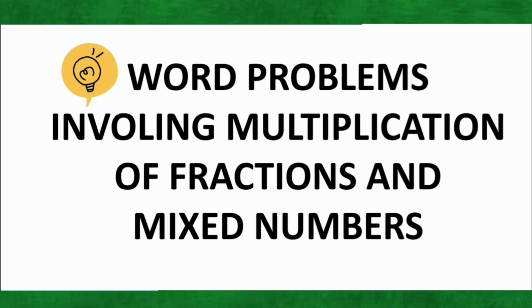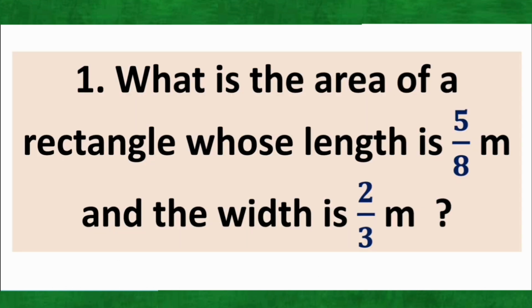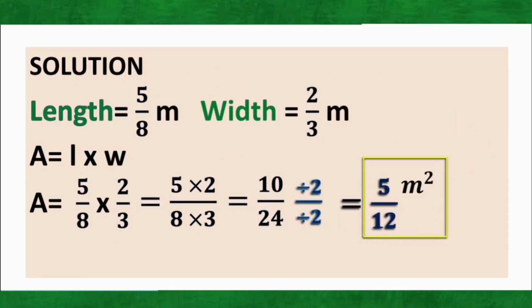Now let's try to solve word problems involving multiplication of fractions and mixed numbers. Number 1, what is the area of a rectangle whose length is 5/8 meter and the width is 2/3 meter? For our solution, the length of the rectangle is 5/8 meter and the width is 2/3 meter. The area of a rectangle is equal to length times width. So, area is equal to 5/8 times 2/3.